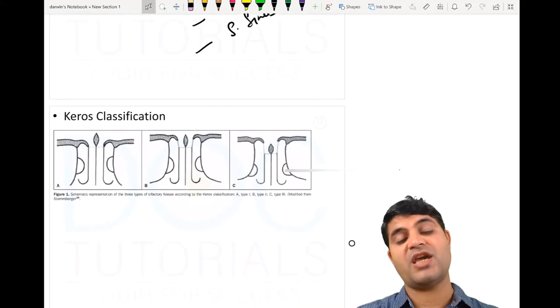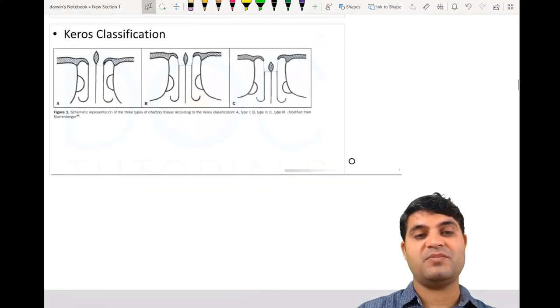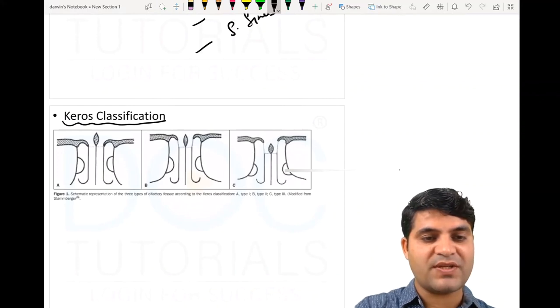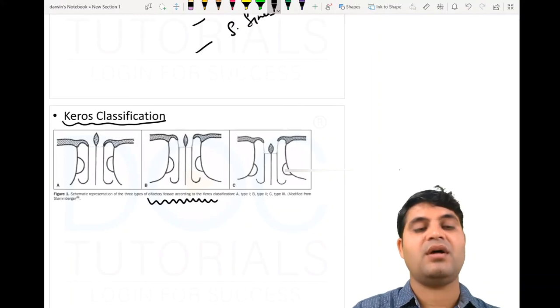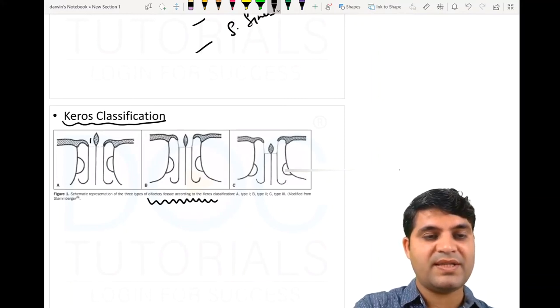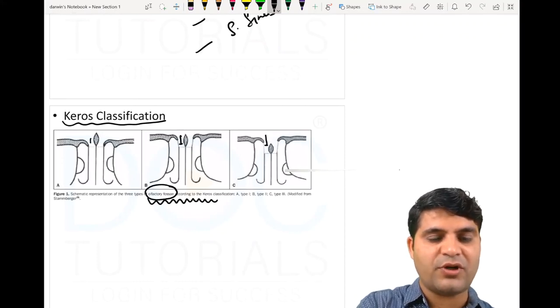Yes, dear students, I expect this question in your exams. Keros classification. You can see Keros classification is used for the depth of the olfactory fossa. In type 1, less depth, in type 2 more depth, type 3 more depth. Just remember it is for the depth of the olfactory fossa.